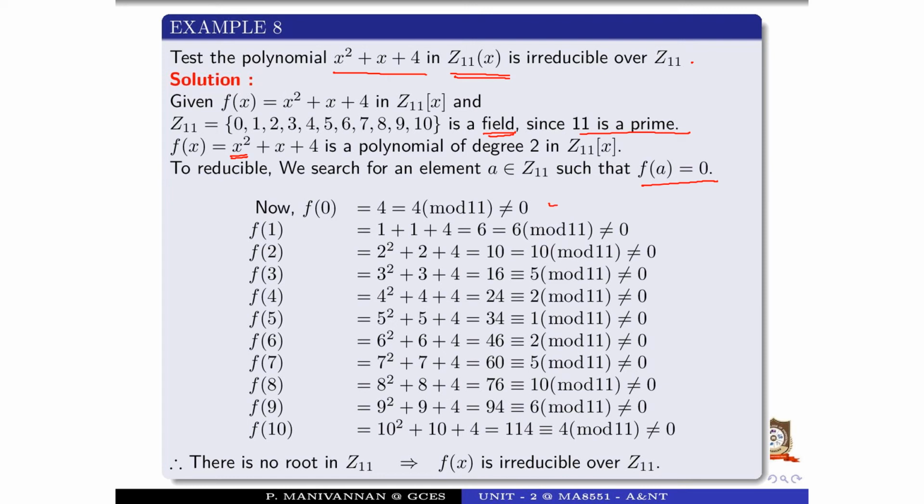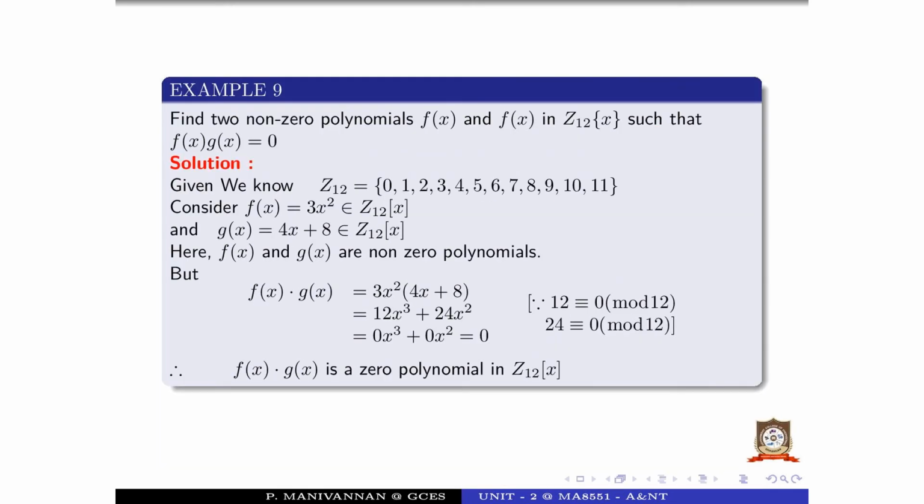Put 1, we get 6, not equal to 0. Put 2, we get 10, not equal to 0. Put x equal to 3, we get 16, which is 5 under modulo 11. Not equal to 0. Similarly, all the values are not equal to 0. Therefore, there is no root in Z11. Therefore, f of x is irreducible over Z11.